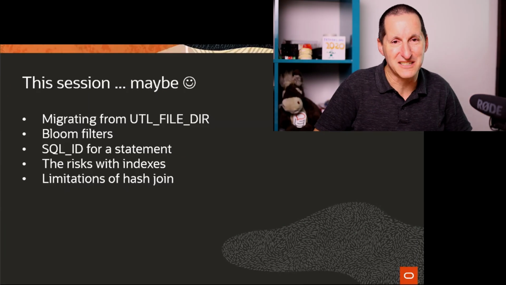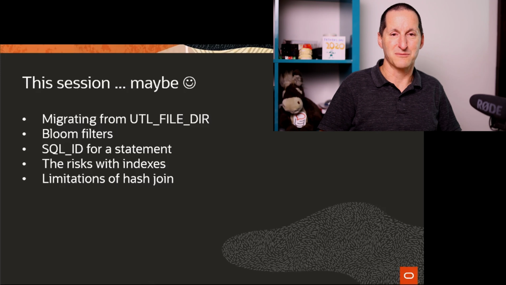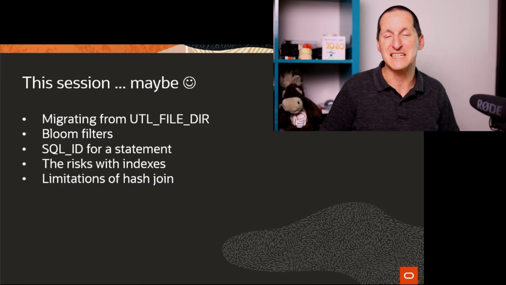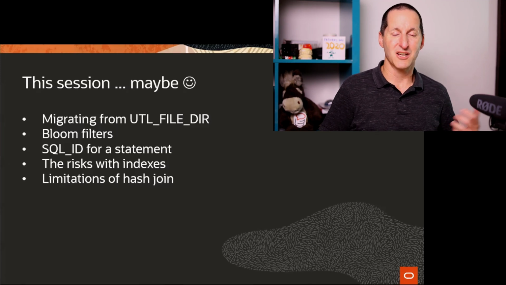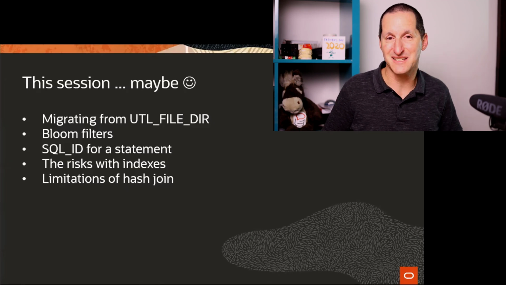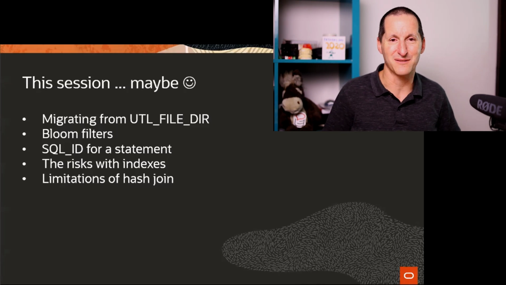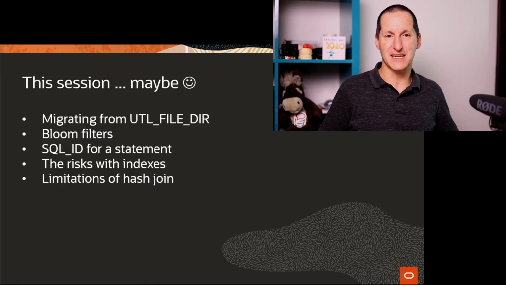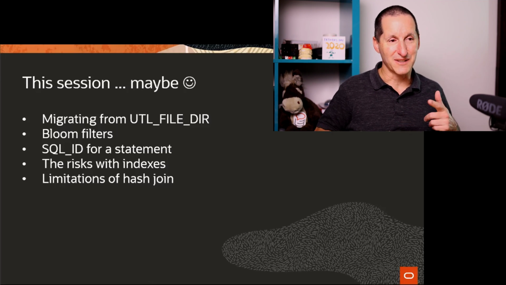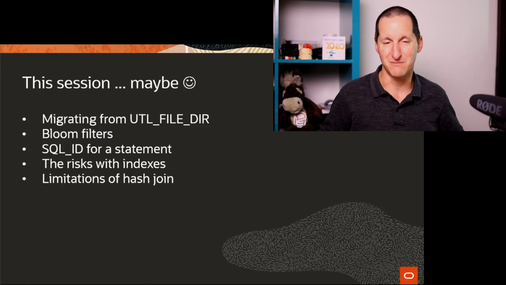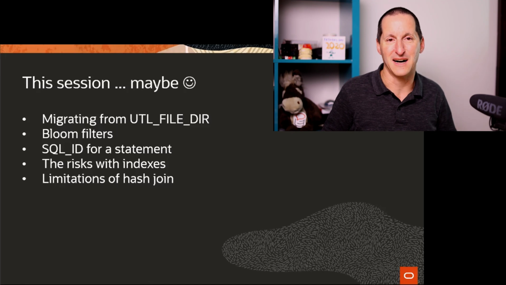On a more uplifting tone, let's get into the content for tonight. We'll try to get through all these things if we can. Migrating from UTL_FILE_DIR, that was a topic we didn't get to last month, but we'll cover it first up this month. Bloom filters, how to work out the SQL ID from a piece of SQL text. The risks with having indexes. This is a question that came out of my podcast. And the limitations of hash joins. So let's see if we can cover them off in this session tonight. What I have done to try and keep it quick is, for a couple of these things, rather than having real demos, I've just put the code snippets in the slides so we could move through them a bit more quickly, just to hopefully get through all five in the time available.